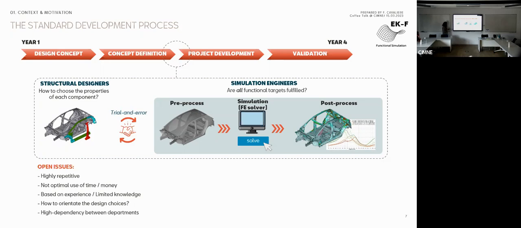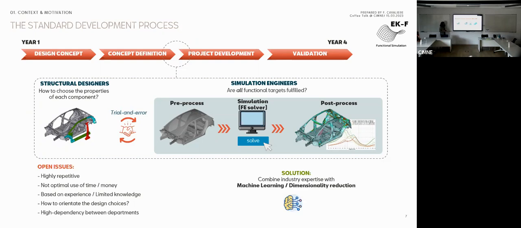So the question here is how we can orient the design process. Like, how can we go straighter to the optimal solution? And also another problem here is that there's a high dependence between structural designers and simulation engineers, and in general between departments. Because as long as one department hasn't finished their job, the other one cannot go over, and until they can check whether it's fine or not, they have to wait for the results. So there's a high dependency.